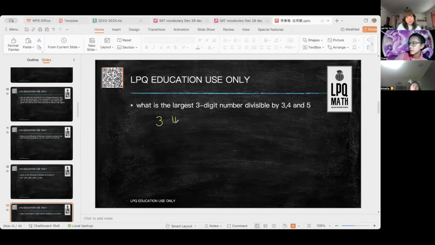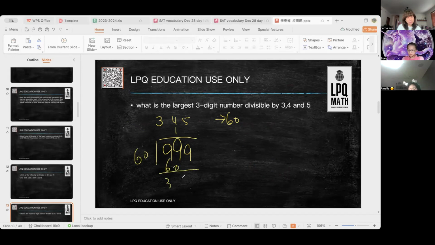So we know a number divisible by 3, 4, and 5 must be divisible by 60, correct? Okay, so we can see 999 divided by 60, 16, 60 times 16 is 960. So we have the number 960.